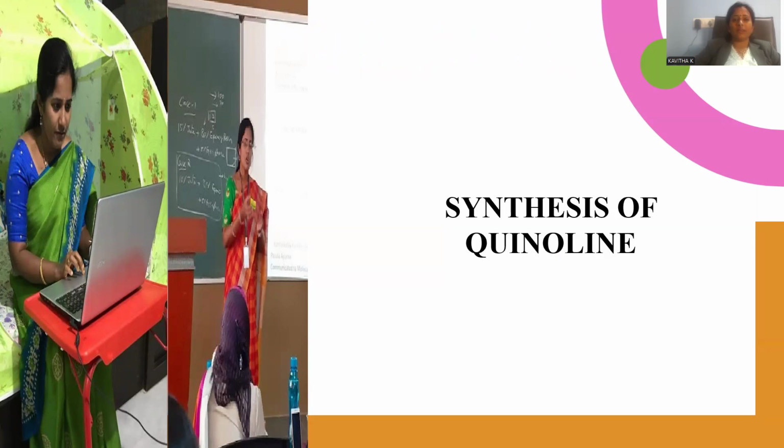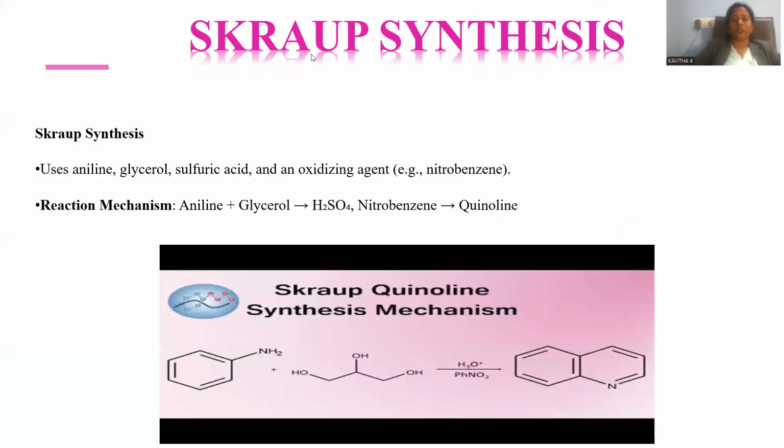Hopefully, it is observed that the compound is worthwhile for consideration and exploration as well, right? Let me go to the synthesis of quinoline fast. Here, many methods are available. Skraup synthesis is the most important and the first introduced method of quinoline synthesis.